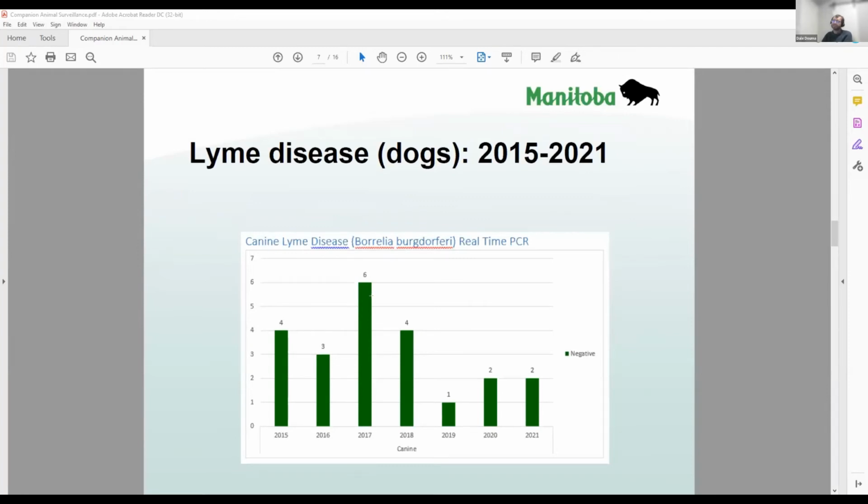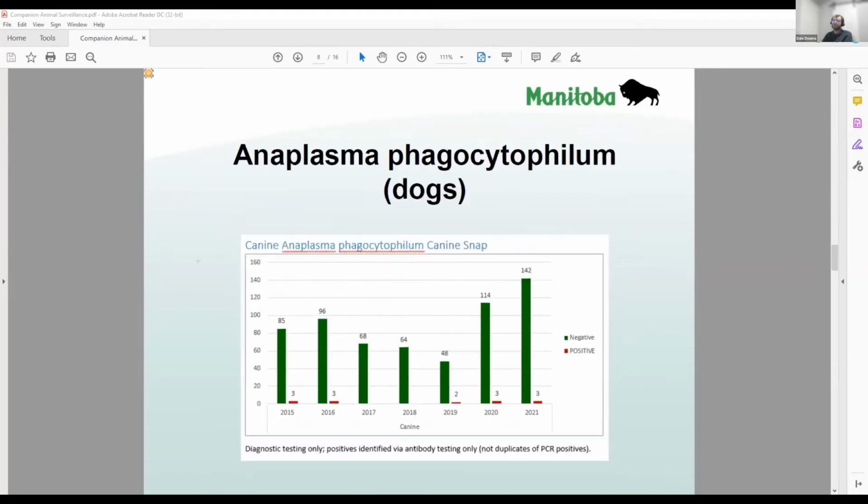But certainly we have lots of Lyme disease in Manitoba. We see it in humans all the time. We know it can cross over into dogs, and a lot of our veterinarians report seeing it on a regular basis.